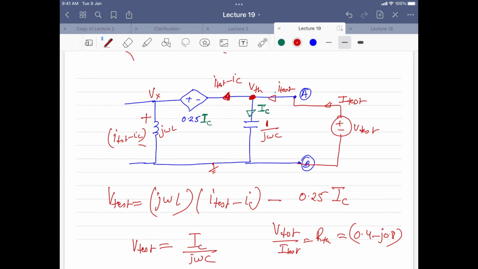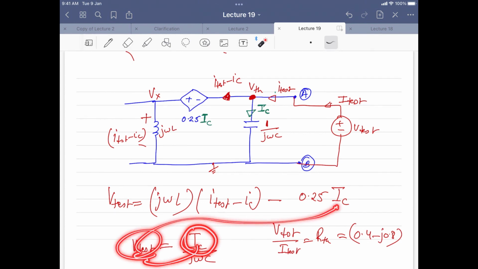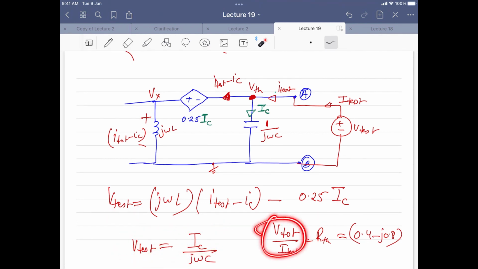I think you can solve it, right? So this doesn't require any concepts. It's just substitution. You have to substitute this IC over here, and then you can solve for I test, V test. So you will get this answer.